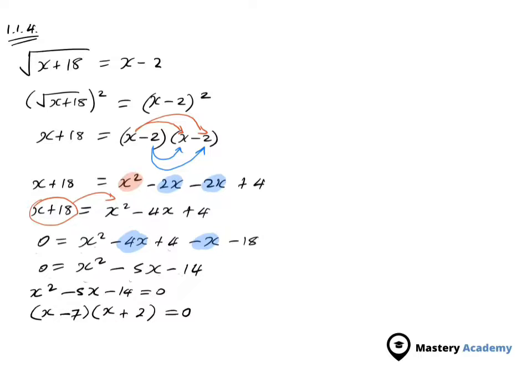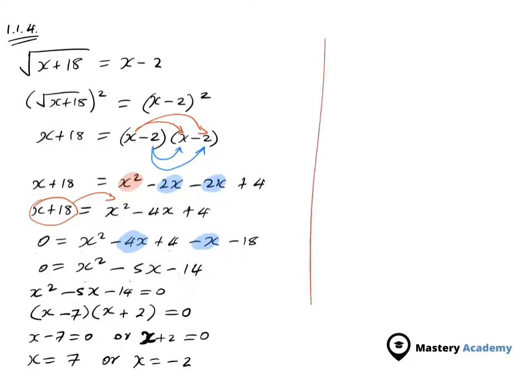Now from here, you equate each bracket to 0. Or x plus 2 is equal to 0. Then we take this number to the other side, this one as well. So you have x equals 7, or x equals minus 2. But now, let me give you a task to check yourself. Suppose you have the square root of x plus 18 equals x minus 2, and you got that x equals 7 or x equals minus 2.